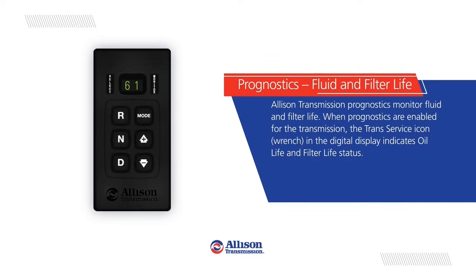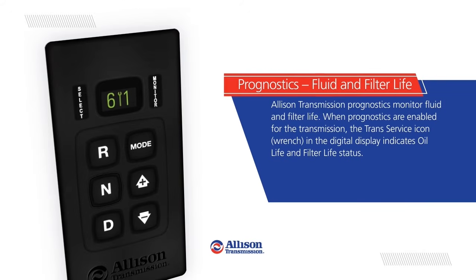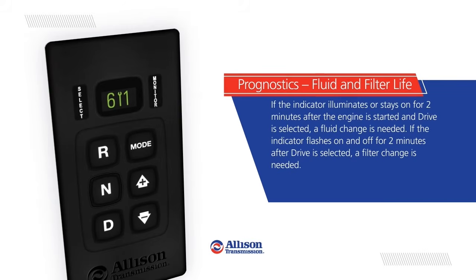Prognostics, fluid and filter life. Allison transmission prognostics monitor fluid and filter life. When prognostics are enabled for the transmission, the trans service icon, a wrench, in the digital display indicates oil life and filter life status. If the indicator illuminates or stays on for 2 minutes after the engine is started and drive is selected, a fluid change is needed. If the indicator flashes on and off for 2 minutes after drive is selected, a filter change is needed.